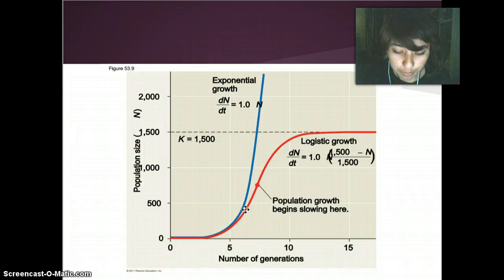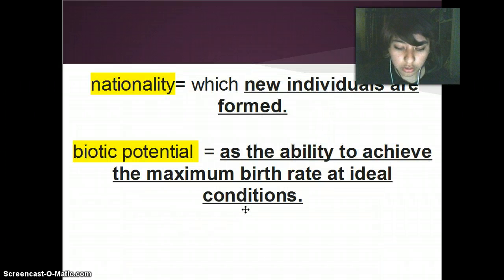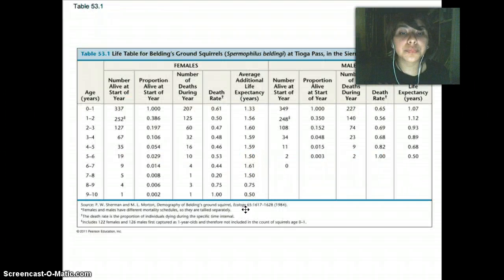Temperature and stuff like that. Also, organisms or activities are affected by interactions with biotic and abiotic factors. A good example of that would be natality, where new individuals are formed, and biotic potential is the ability to achieve the maximum birth rate at ideal conditions.